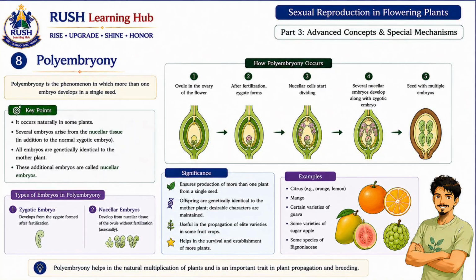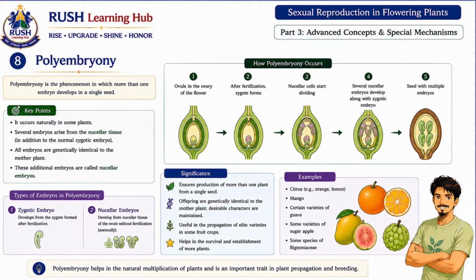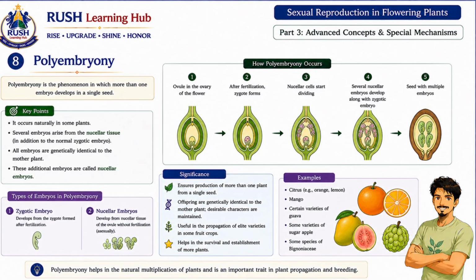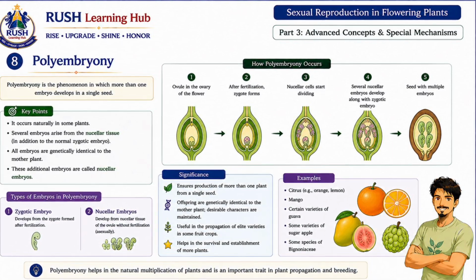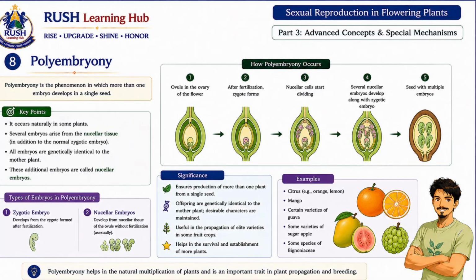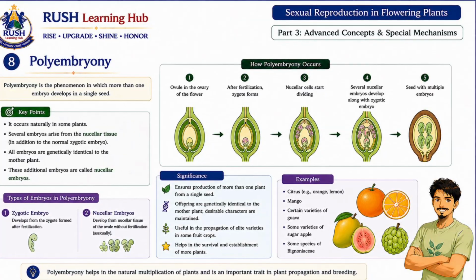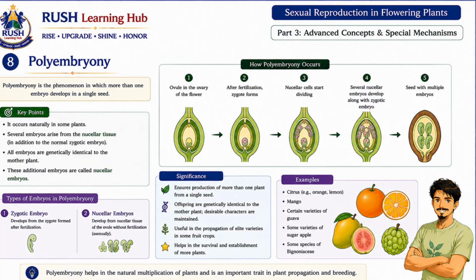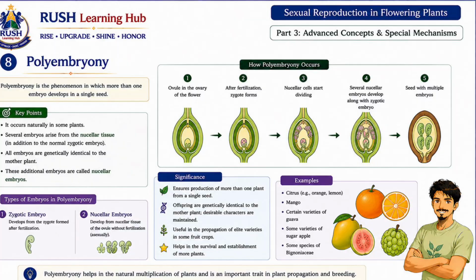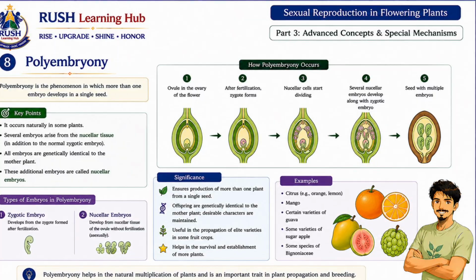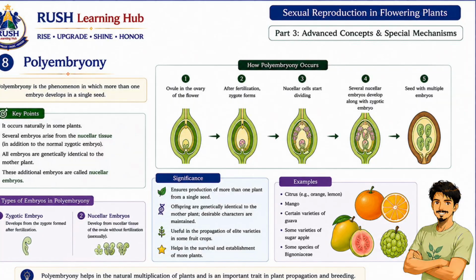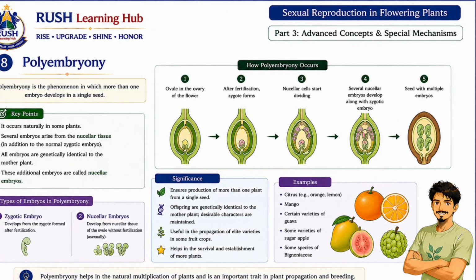Important exam point. Students should remember the difference between the three special phenomena studied in this lesson. Apomixis: seed formation without fertilization. Parthenocarpy: fruit formation without fertilization. Polyembryony: more than one embryo develops in a single seed. This comparison is frequently asked in board examinations and competitive exams.